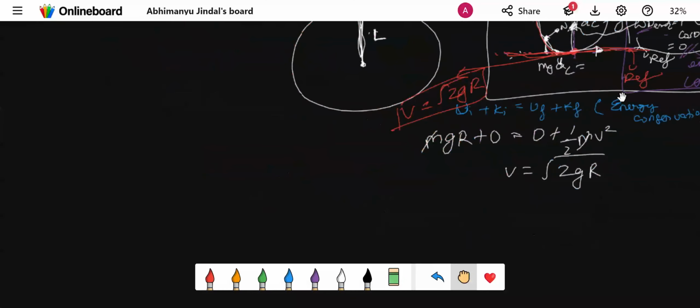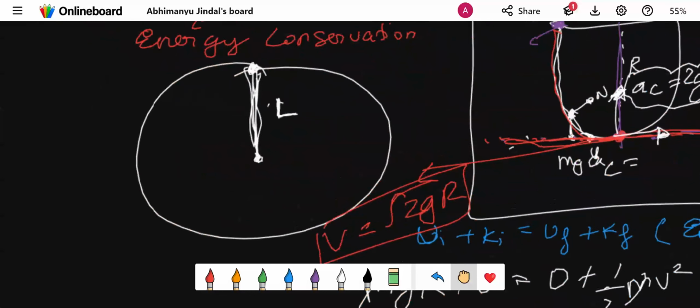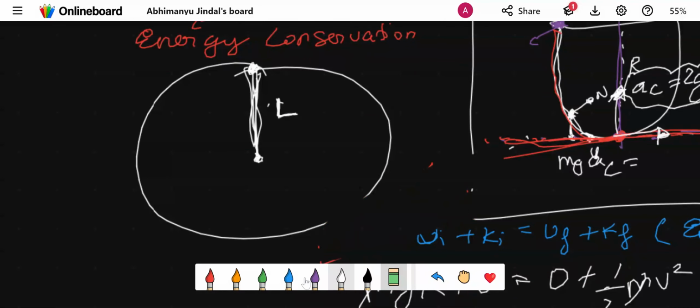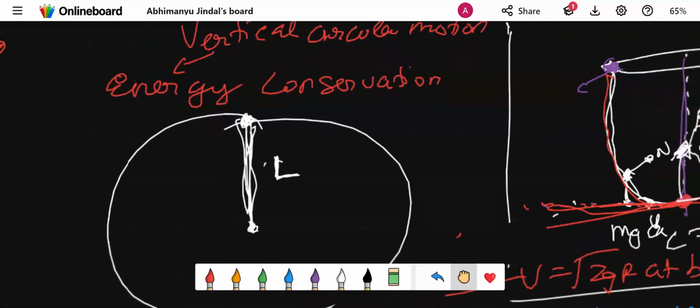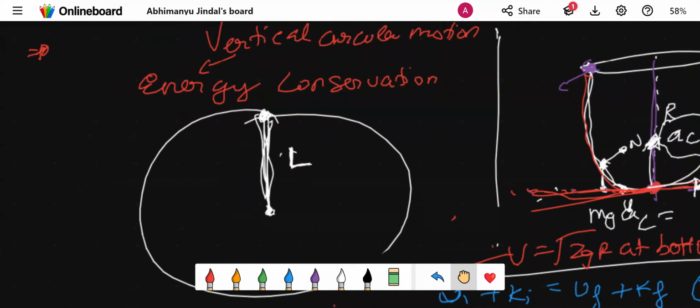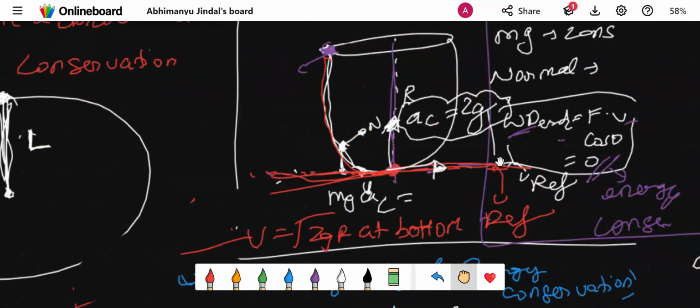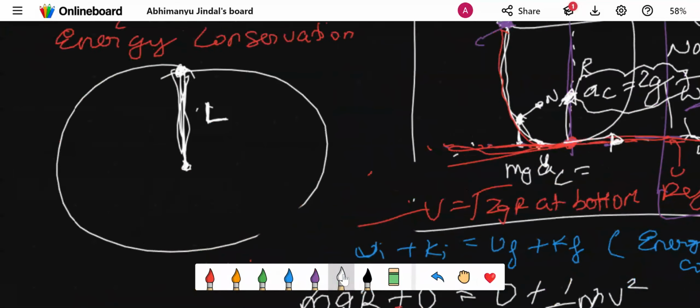Okay, now let's go to vertical circular motion. Wait, let me write this here. Velocity equals root 2gr at bottom. Okay, so in a vertical circular motion, now let's go deep into vertical circular motion. I hope you guys understood this one. This is what energy conservation is. Now in vertical circular motion, here the normal force at the bottom, tension at the bottom, this is all we're gonna discuss.